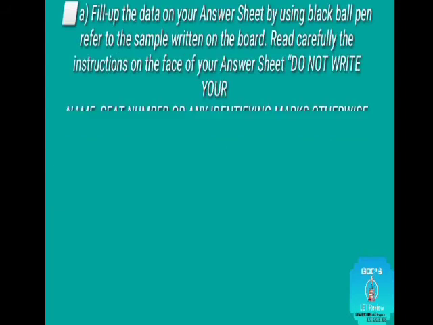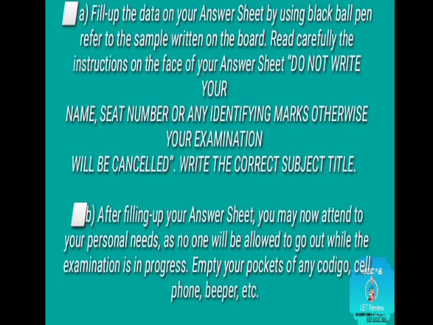Five. Filling up of the answer sheet. A. Fill up the data on your answer sheet by using a black ball pen. Refer to the sample written on the board. Read carefully the instructions on the face of your answer sheet. Do not write your name, seat number, or any identifying marks, otherwise your examination will be cancelled. Write the correct subject title.